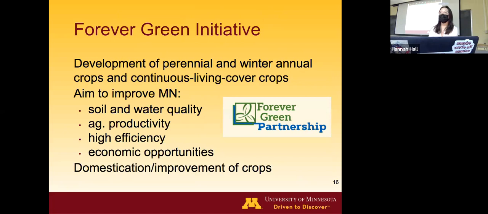We are proud to collaborate very heavily with the Forever Green Initiative. They work on developing perennial and winter annual crops and continuous living cover crops. They aim to improve Minnesota's soil and water quality and agricultural productivity, increase efficiency, and also provide various economic opportunities to the community. They also focus on domestication and improvement of crops.